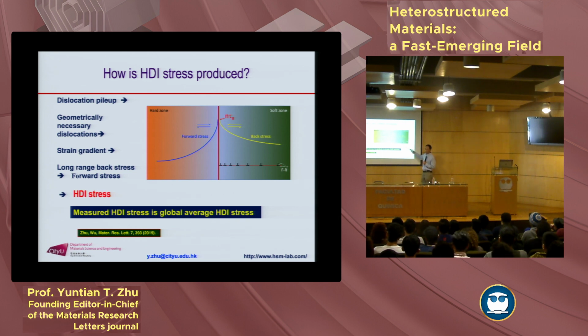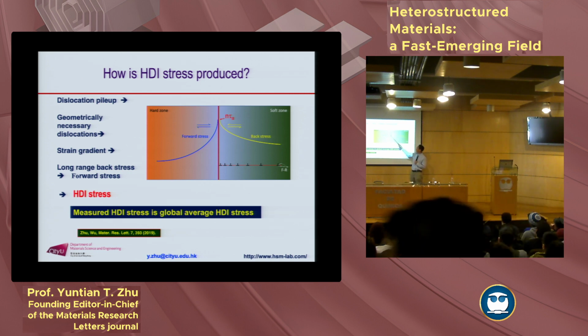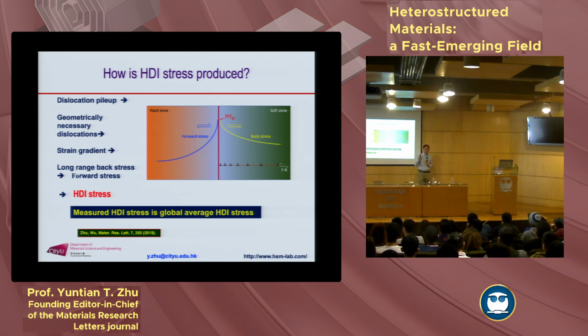Since the back stress is against the applied stress, this one must be in the same direction as the applied stress. That's what is called forward stress, because that makes the hard zone easier to deform. It makes the soft zone harder to deform. So you get a strength increase here, and you decrease the strength there. At the interface, the forward stress and the back stress have the same magnitude, but opposite in direction. They cancel each other at the interface.